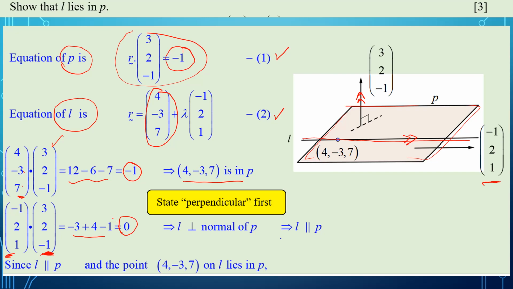When it equals 0, you conclude that the line L is perpendicular to the normal of the plane. And if line L is perpendicular to the normal of the plane, line L must be parallel to P. Since (4, -3, 7), which is on line L, is also on the plane P, and at the same time the line is parallel to the plane P, you conclude very nicely that the line L lies on P.